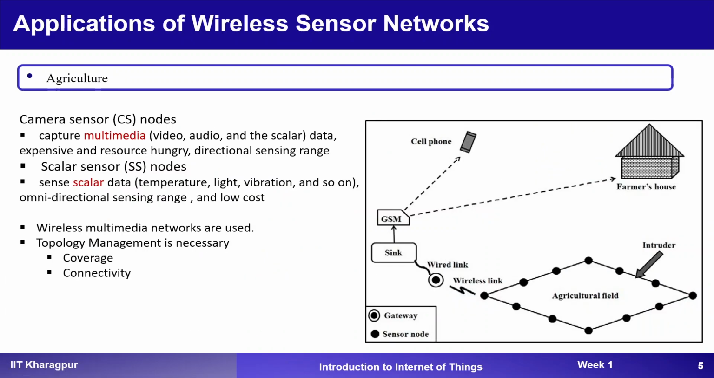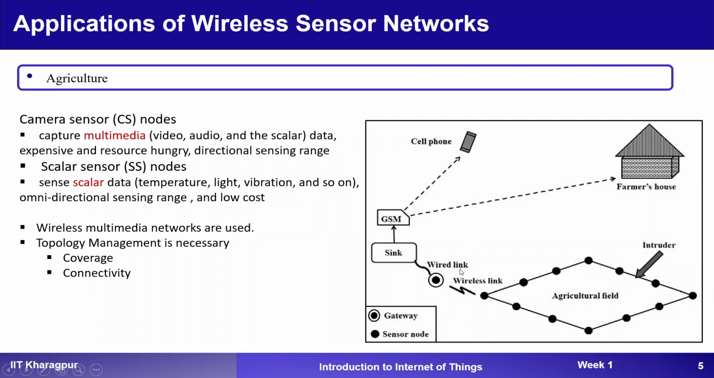Now, second application is in agriculture. So your wireless sensor networks can be used in agriculture for predicting the quality of soil, whether the nutrients that are required for the cultivation of a particular crop are present in the soil, whether the humidity level is accurate or not. All those features we can detect or predict with the help of sensor networks. Second, we can use sensor networks in order to detect intruders. For example, there are chances that cattle may walk inside your agriculture fields.